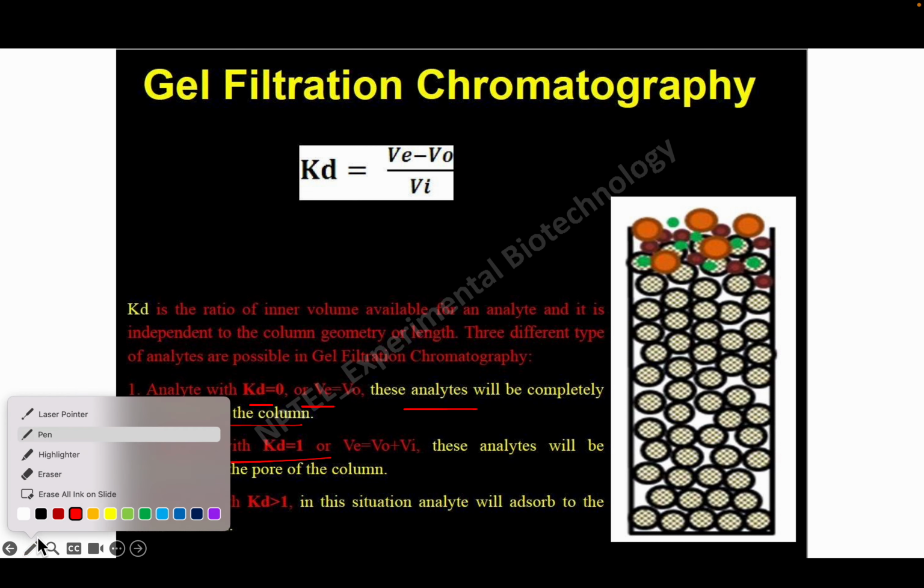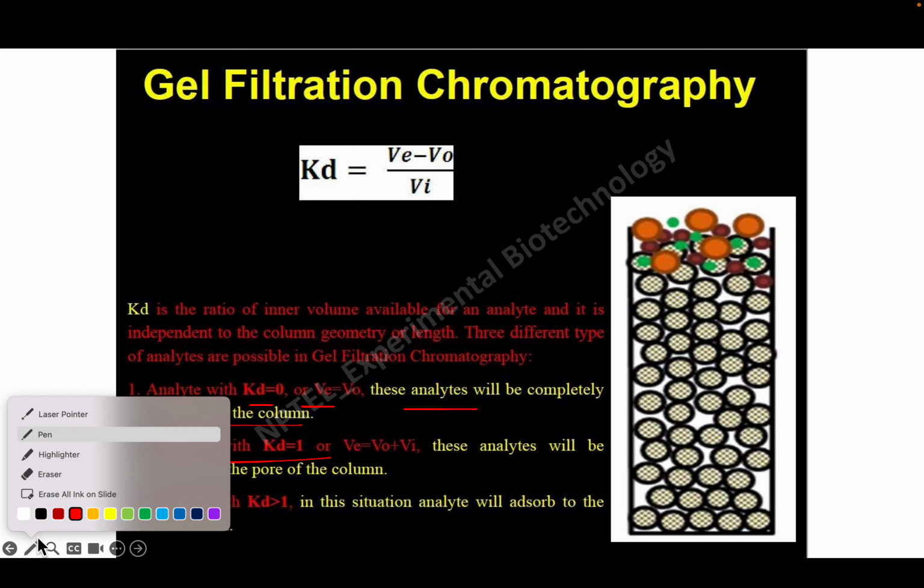Analyte with Kd equals 1, that is elution volume equals V0 plus Vi, the void volume plus the inner pore volume: this analyte will be completely in the pores of the column. Analyte with Kd greater than 1: in this situation the analyte will adsorb to the column matrix, okay? This you have to understand.